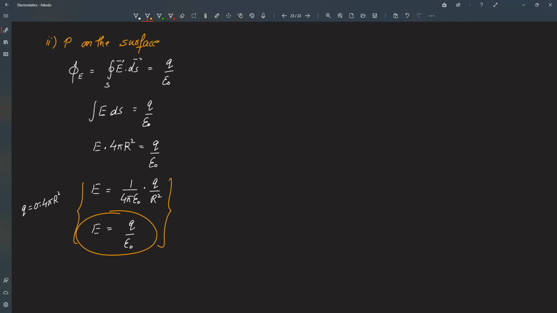Coming to the last one. The last one is at a point which is inside the surface. So a point inside the surface means what? Go ahead with the same procedure. There will be a radius r which is smaller than capital R, right? Otherwise, there won't be any difference. I hope you understood what I'm saying.